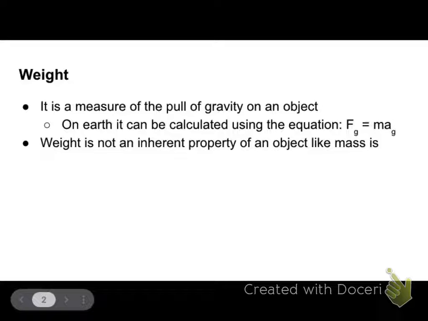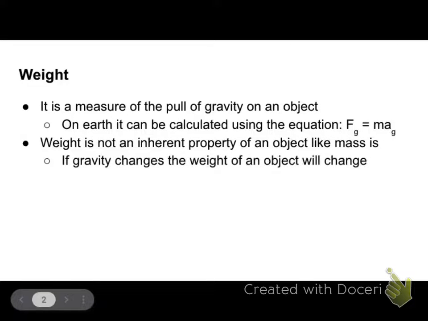Weight is not an inherent property of an object like mass is. So an object's mass is set. It doesn't change. It's inherent to that object. Unless you remove a portion of that object, its mass isn't going to change. However, weight is not like that because weight is due to gravity. So if you are able to change the force of gravity, then your weight will change even if nothing else about the object changes.